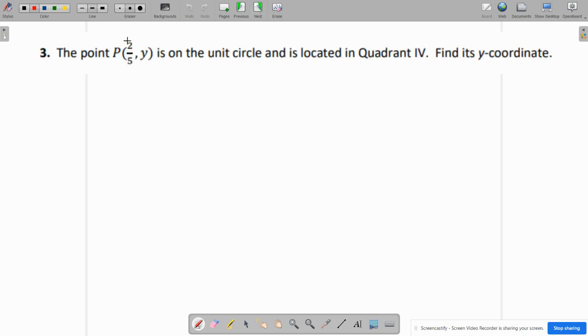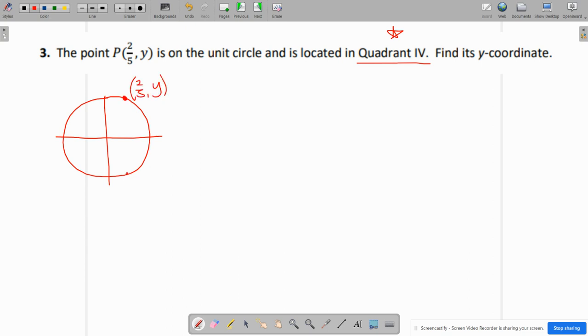What happens if I give you a point and I tell you, hey, this point is on the unit circle, and I'm telling you that it's in quadrant 4? I need to know, what is the y coordinate. Well, the point of me telling you that it's in quadrant 4 is because, think about the unit circle, there are 2 locations where you would have an x coordinate of 2/5. So let's say this point has an x coordinate of 2/5, comma, y, but doesn't this point also have the same x coordinate? So we need to figure out this point because they're telling us it's in quadrant 4.